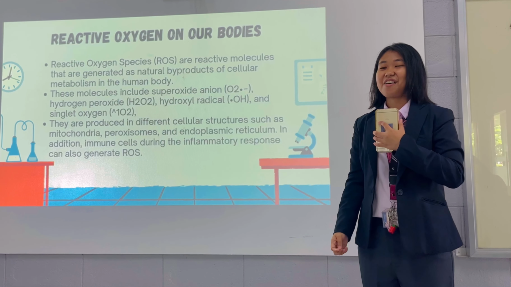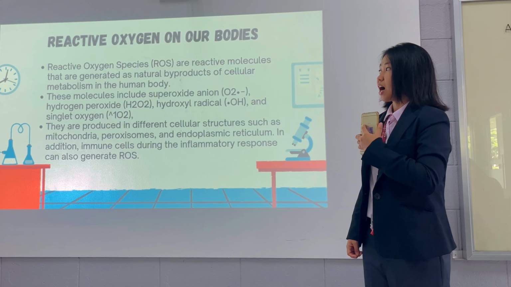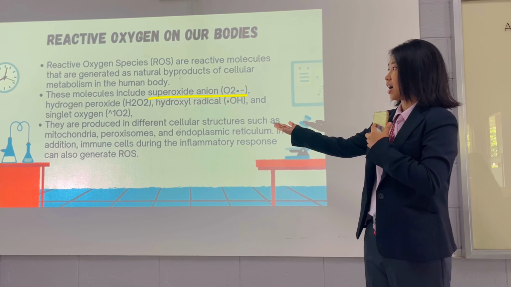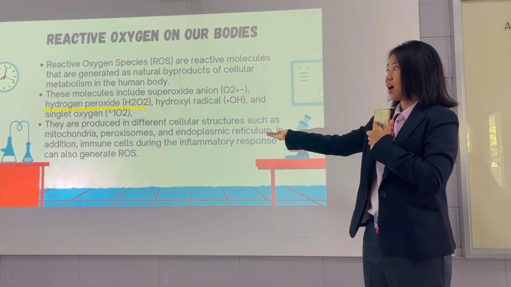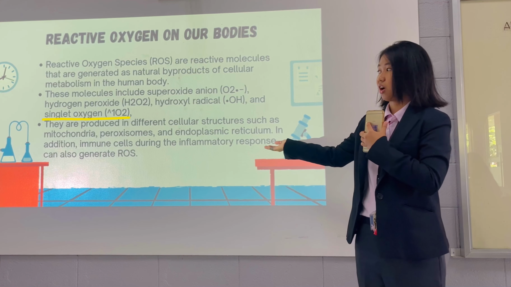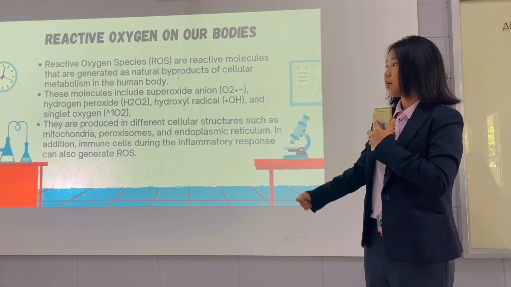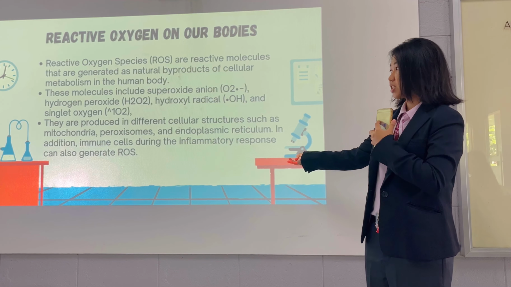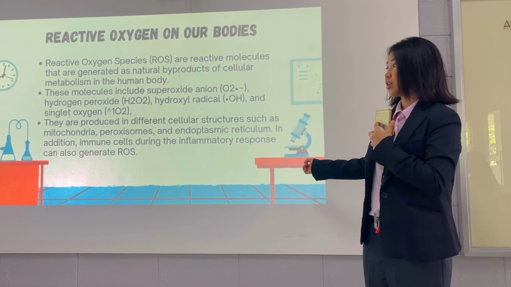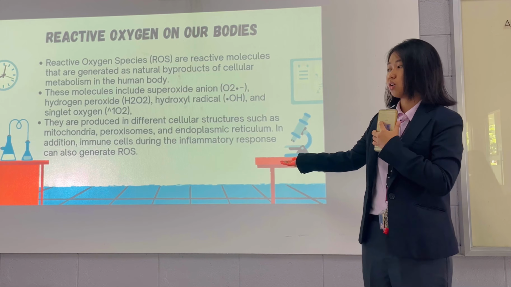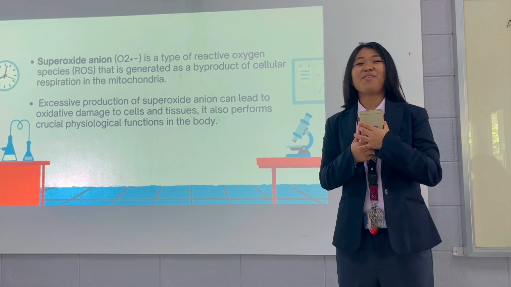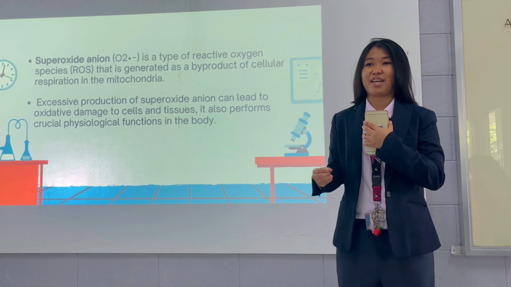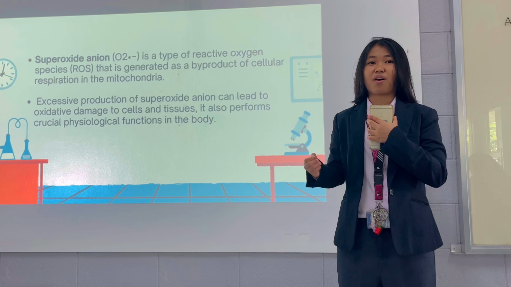Since ROS are naturally occurring in our body, the molecules that ROS produce are called superoxide anion, hydrogen peroxide, hydroxyl radical, and singlet oxygen. They are produced differently in cellular structures, such as mitochondria, peroxisomes, and the endoplasmic reticulum. In addition, immune cells during the inflammatory response can also generate ROS. Now we're done talking about ROS in general. We're now going to talk about the different kinds of ROS.